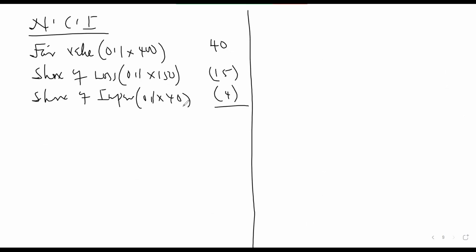But if you come to the NCA under the second situation, there will not be any impairments, but there will be the share of the loss of 15. That is about that particular one.